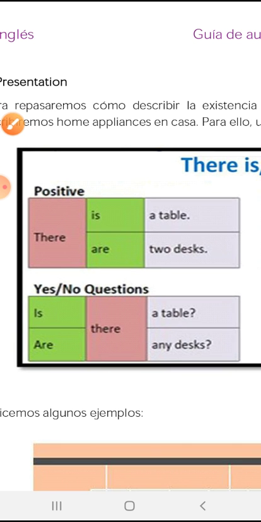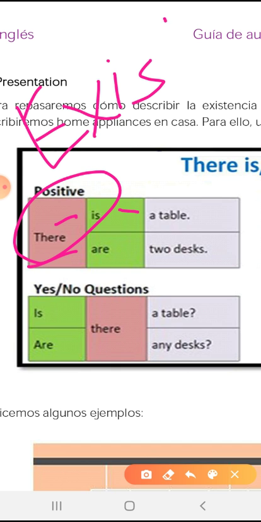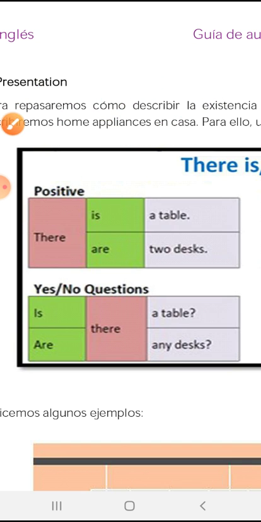For example, there is a table. There is a table. There is means exist. There is in Spanish means hay. In English, exist. Existe o hay. In my house, for example, there is a table in my house. Yes? There is a table in my house. There are 2 desks in my house.